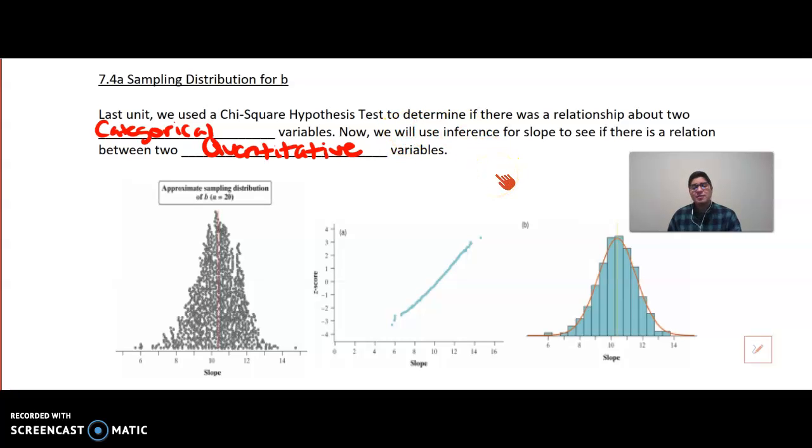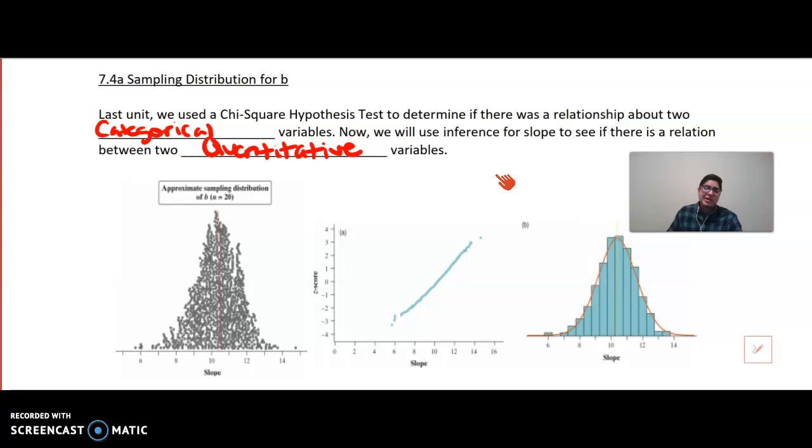Okay, so now to look at some inference for the slope of a regression line. Before we can actually do inference, recall that in previous units, we need to ensure that our sampling distribution is approximately normal so that we can carry out these procedures. In the last unit, 7.1 through 7.3, we used a chi-square hypothesis test to determine if there was a relationship about two categorical variables. Now we will use inference for slope to see if there's a relationship between two quantitative variables.